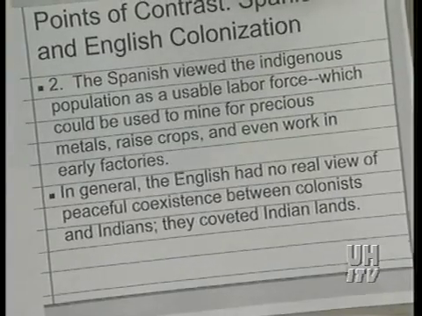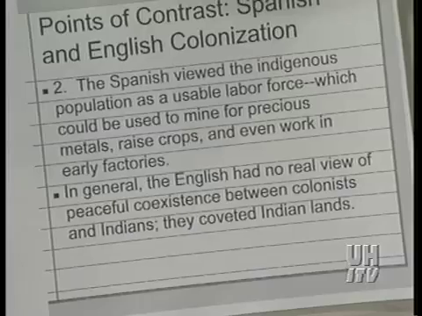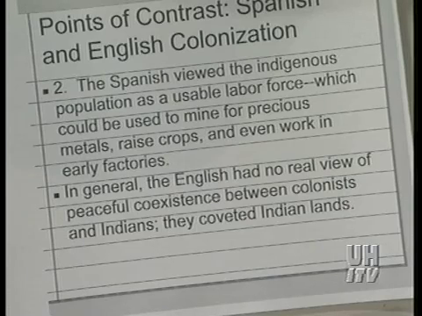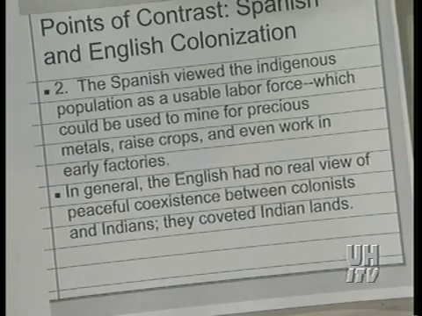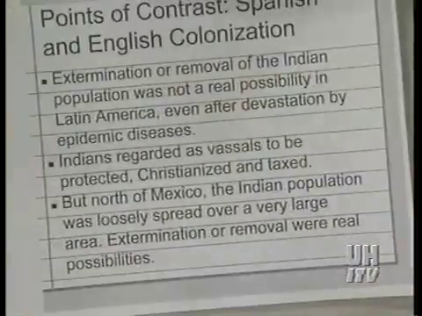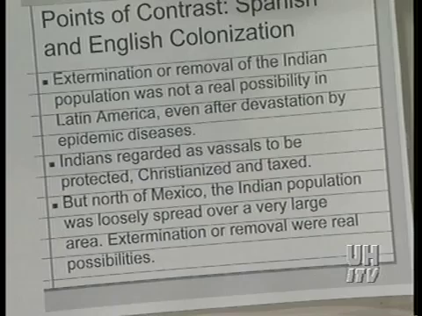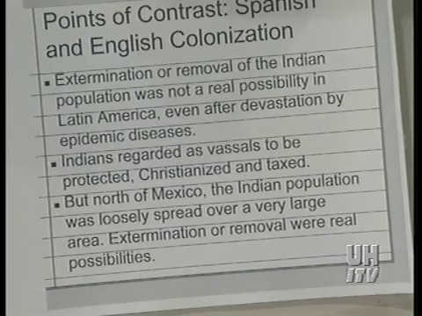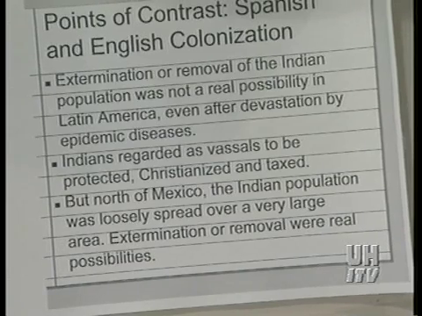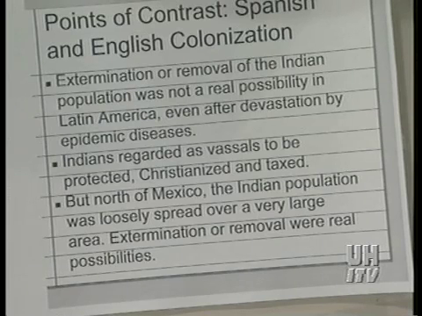Second, the Spanish viewed the Indian population as a usable labor force. In general, the English had no real view of peaceful coexistence between colonists and Indians. They simply coveted Indian land. Extermination or removal of Indians was not a real possibility in Latin America, even after devastation by disease. Indians were regarded instead as vassals to be protected, Christianized, and taxed. But north of Mexico, the Indian population was much more loosely spread out, and extermination and removal were a real possibility.